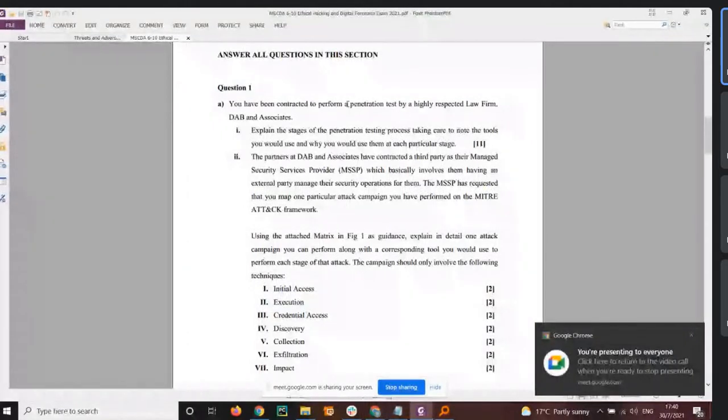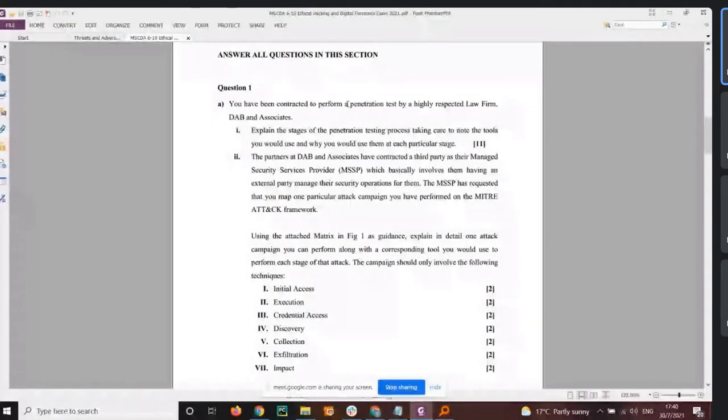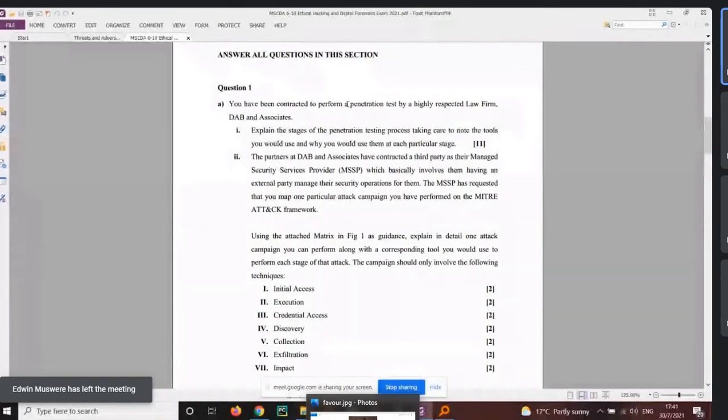So the first stage is doing the reconnaissance. And what you're expected to respond in this question is, for each stage of your pen testing, you should explain it. And then also, you have to make note of the tool you would use, of which in this case, at the very first stage, information gathering, the tool you would use is theHarvester. Then also you have to state why you would use that tool at that particular stage.